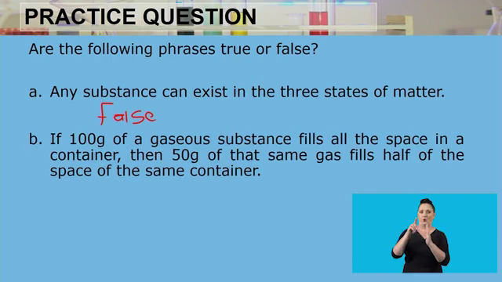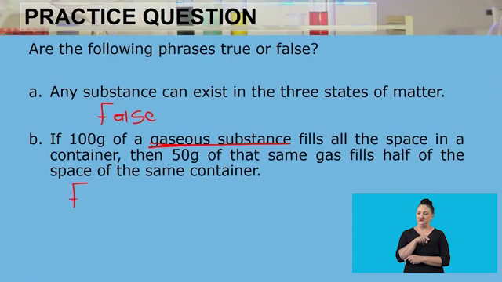So now the assumption here is that this gaseous substance has a fixed volume. Remember that gaseous substances do not have a fixed volume. They're dependent on the container. If the container is 2 liters, the gas particles are going to fill up that entire space. The same number of gas particles can fill up a space that is maybe a 1 liter container. So it depends on the space that you have. So therefore, this statement is also false. Next question.